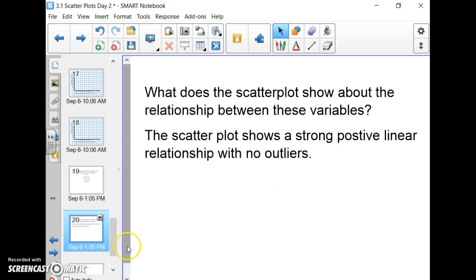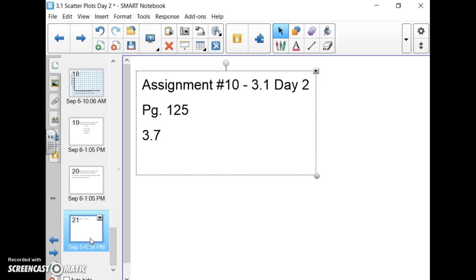And that was it for this lesson. Tomorrow we're going to discuss what this means. What does having a strong positive linear relationship with no outliers mean? Does that mean there is a response variable here, and that happens to be the manatees killed, or does it disprove that? And then today I only have one problem for you guys, because I feel like drawing one of these scatter plots takes quite some time.